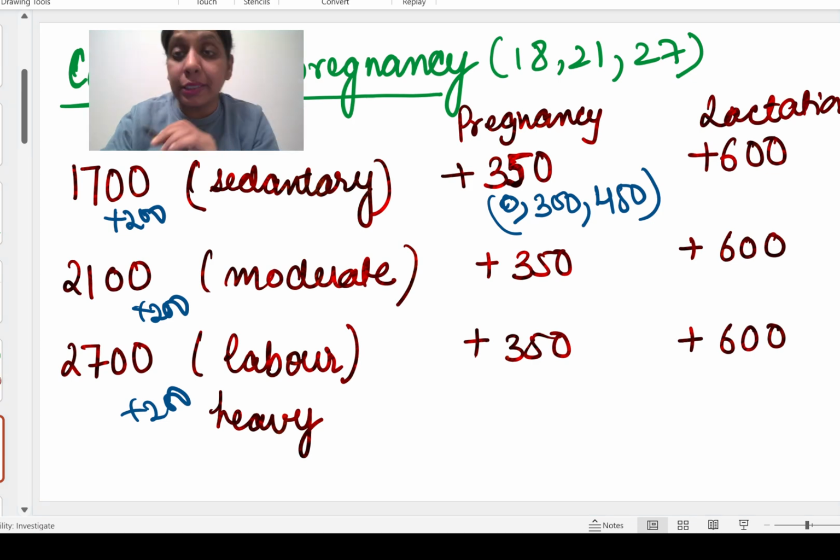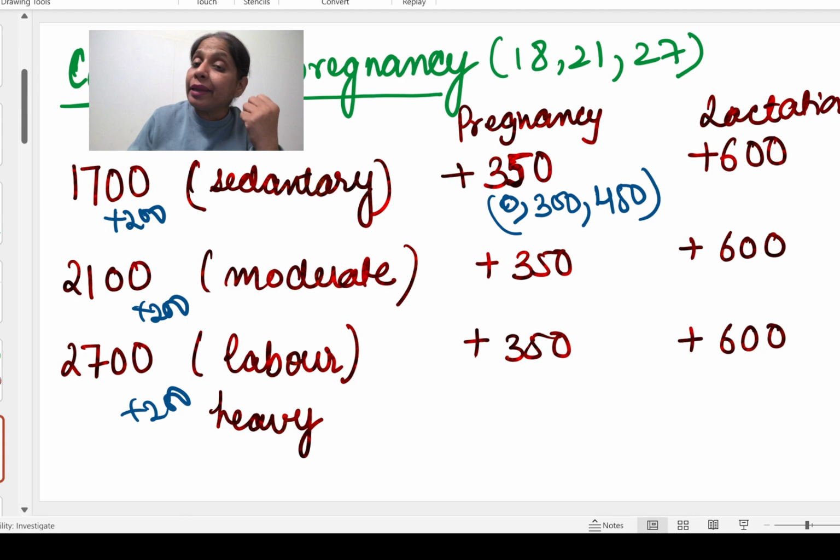Okay, so the calorie requirement for the sedentary worker as per Williams is 1900, for moderate workers 2300, and for heavy labor class workers 2900. And Williams says add nothing in the first trimester, in the second trimester add 300 kilocalories, and in the third trimester add 450 kilocalories. Okay, I hope it's clear to all of you. So I have told you all the data available.